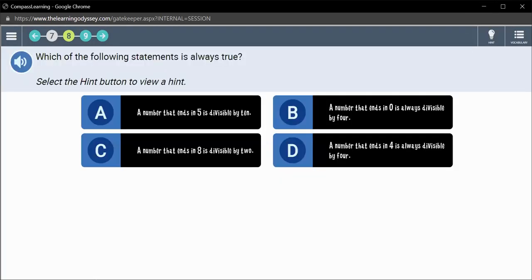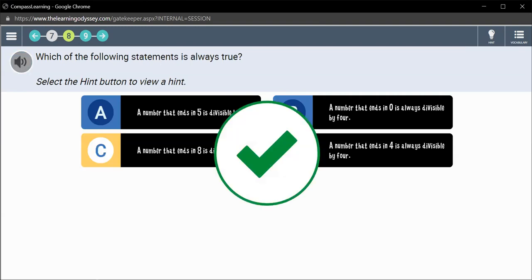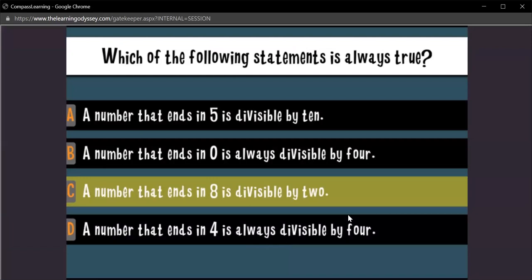Which of the following statements is always true? A number that ends in 5 is divisible by 10. A number that ends in 0 is always divisible by 4. A number that ends in 8 is divisible by 2. A number that ends in 4 is... C is the correct answer. A number that ends in 8 is always divisible by 2.